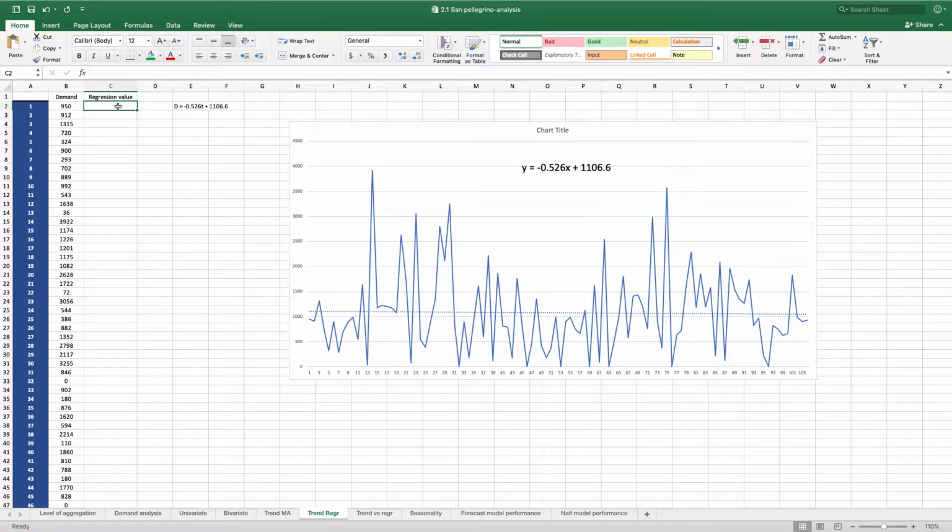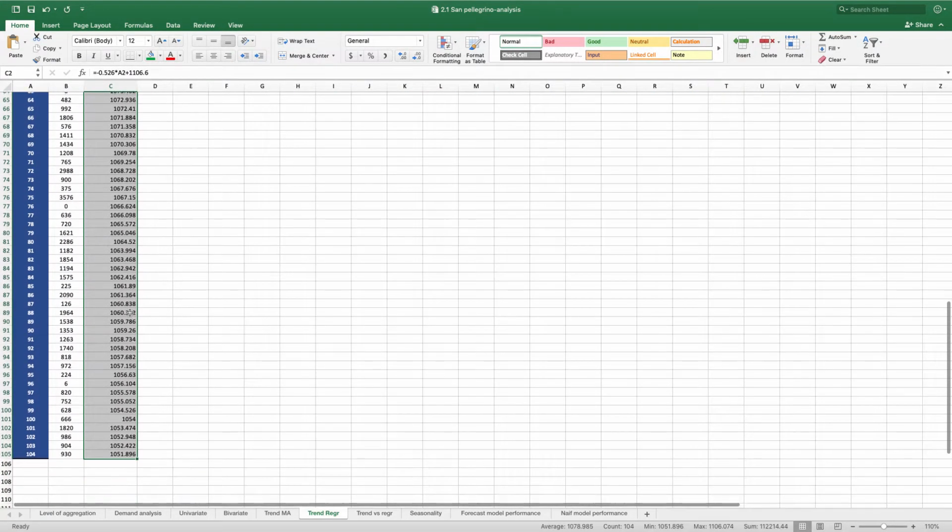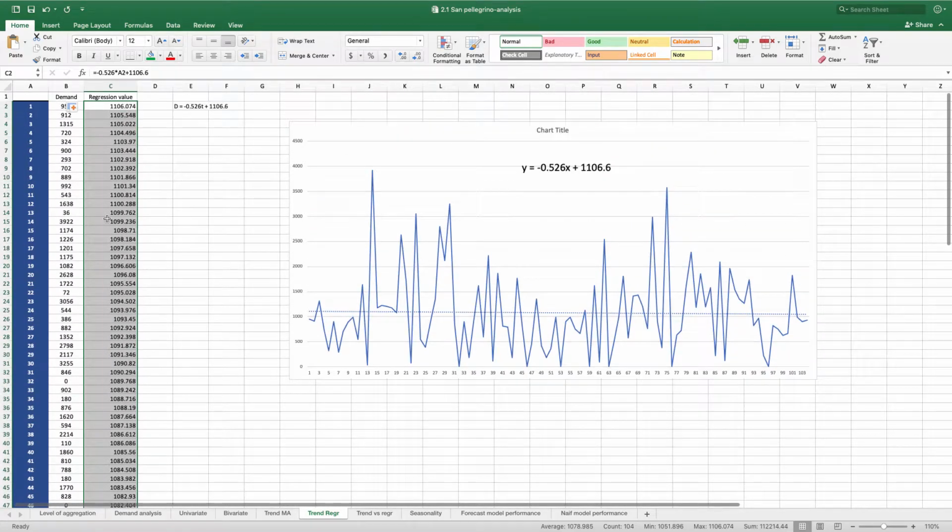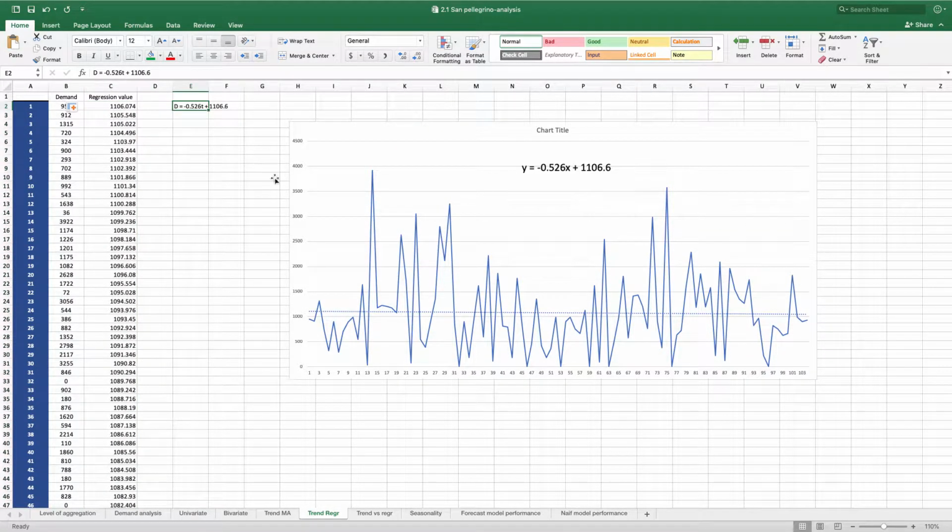Now you can calculate what the value of the demand would be if you applied this formula: minus 0.526 multiplied by the time, plus 1106.6. You do that for each period, and you see how the demand would look if you used this formula.